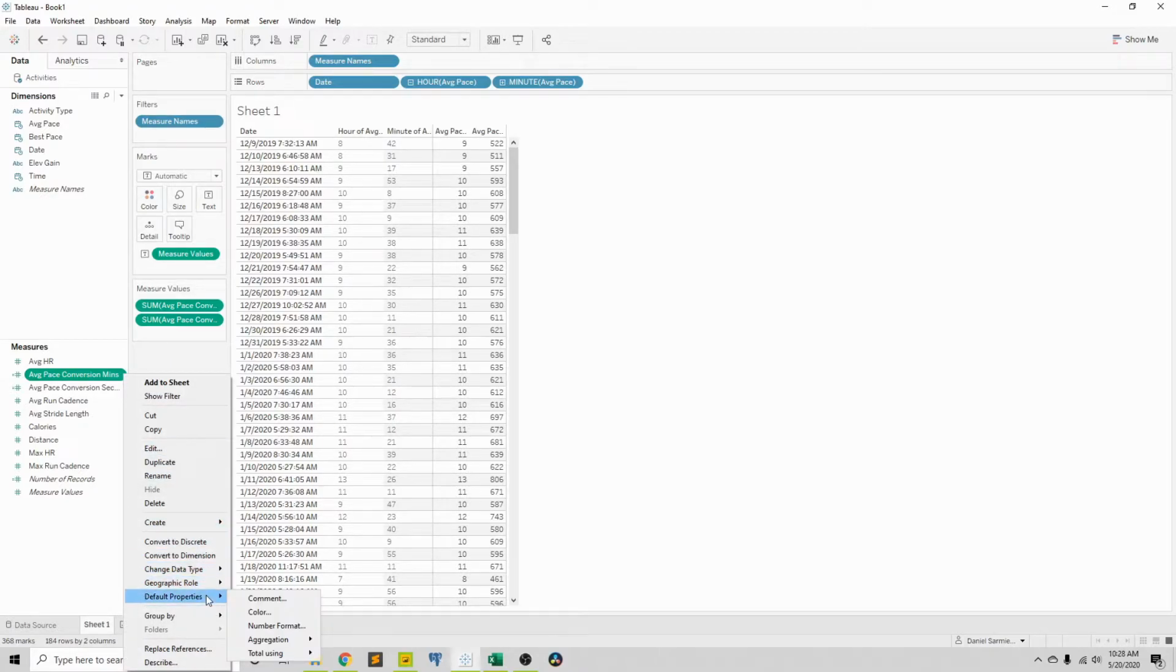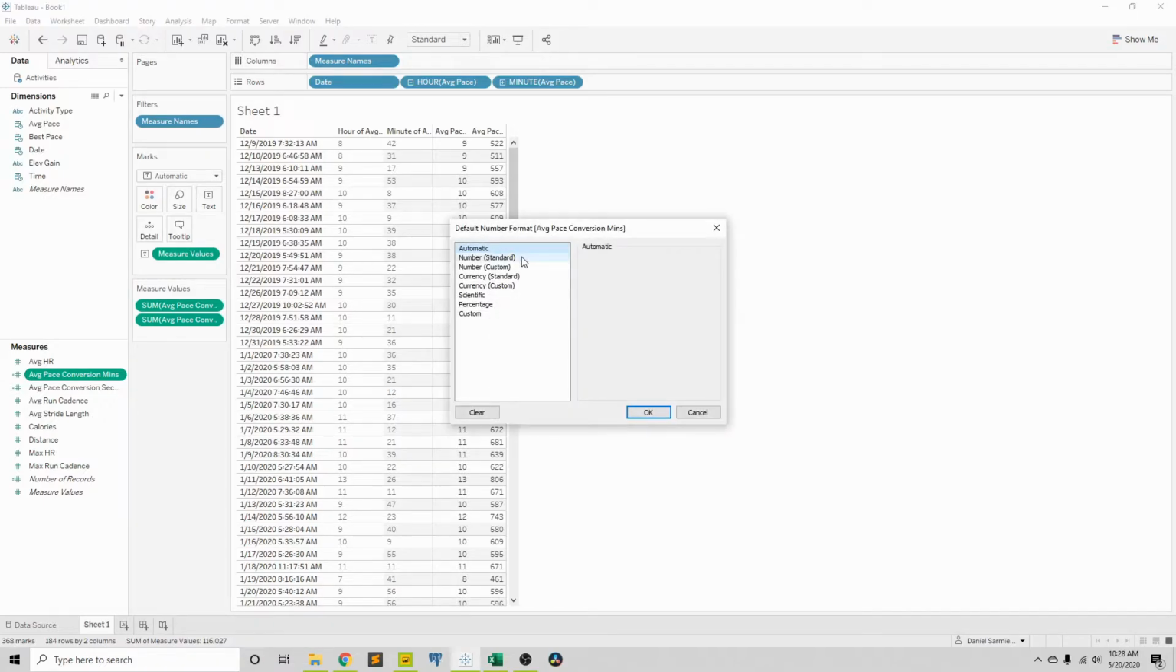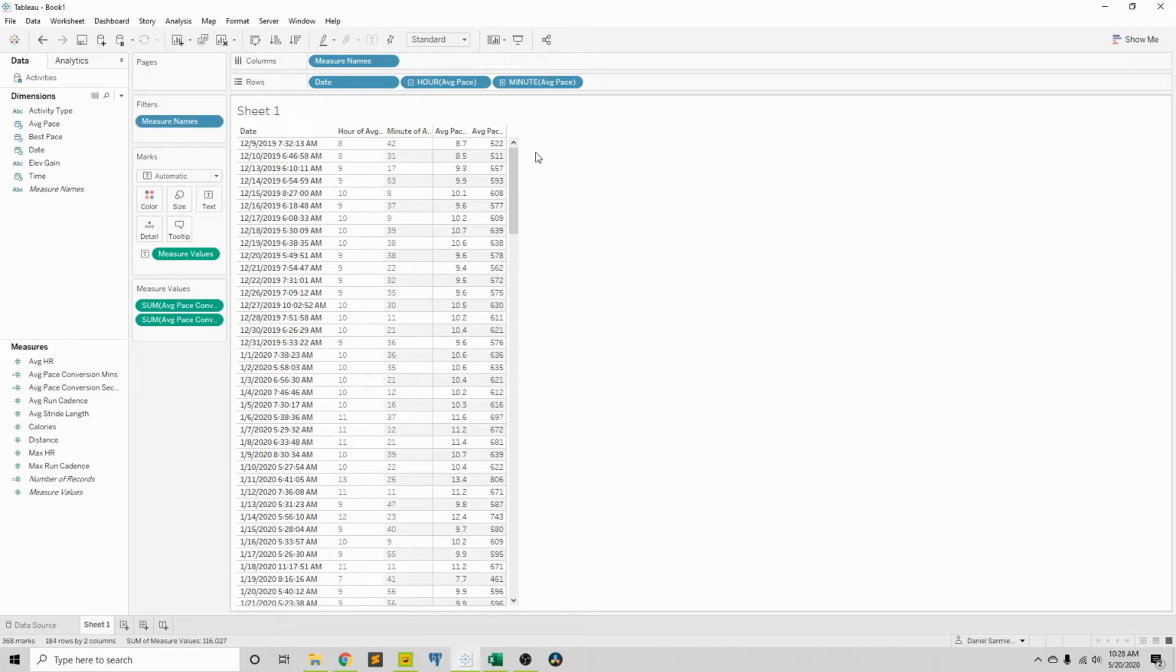Let me go to the default properties, to the number format, and add on a decimal place to this so that it makes a little bit more sense. Okay, so 8.7 minutes per mile looks a lot more sensical than 522 seconds.